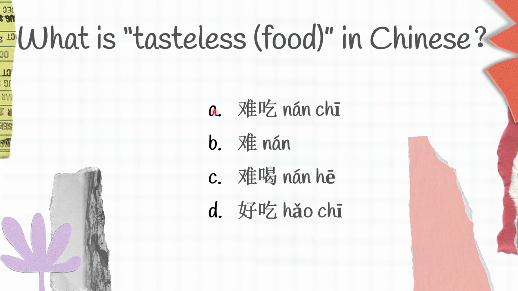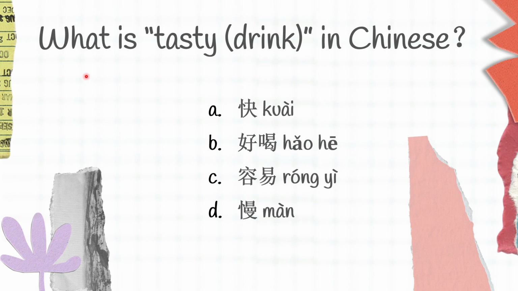So 难吃 is tasteless for food, 难 is difficult, 难喝 is tasteless for drink, and 好吃 is delicious for food. So the Chinese for tasteless for food here is A, 难吃. The next question here, what is tasty for drink? So we have A, 快, B, 好喝, C, 容易, and D, 慢.